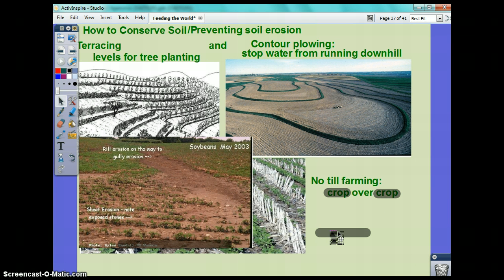Contour plowing. You're basically going to plow in a specific rotation so that you can form some kind of water flow again. And then you see wherever the green belts are, the water can trickle there or infiltrate and percolate. No-till farming. Can anybody interpret that picture?